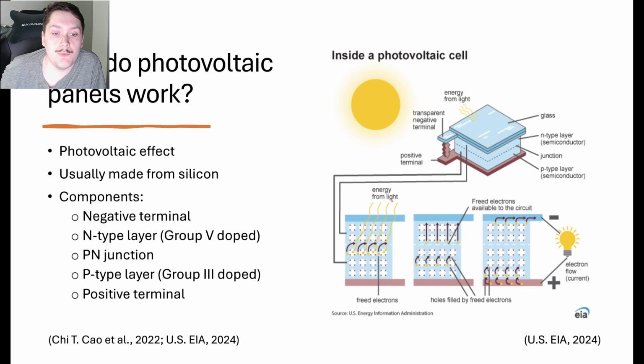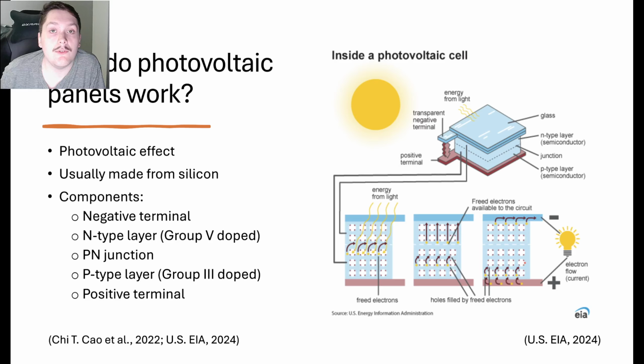Then there is the p-n junction, which is where the n and the p layers meet. And then there's the p-type layer, and this is kind of conversely to the n-type layer. It is doped with a group 3 element, most commonly boron, and because group 3 elements have only 3 valence electrons, it can bind to 3 silicon atoms in the lattice work, but then there will be 1 spot that is free. Then there is the positive terminal, and that is where the free electrons will come back through.